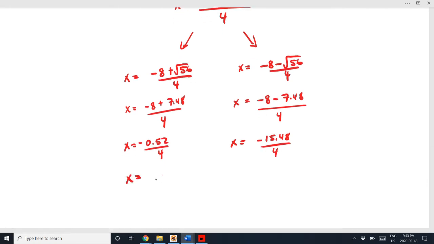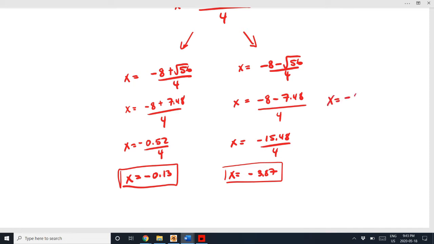So here we're going to get x is equal to -0.13 approximately. And here we're going to get x is equal to -3.87. So these are going to be our x's here. And you can see they're decimals, and there's no other way to solve them except for using this formula here. So our x-intercepts are going to be x is equal to negative 0.13 or x is equal to negative 3.87.